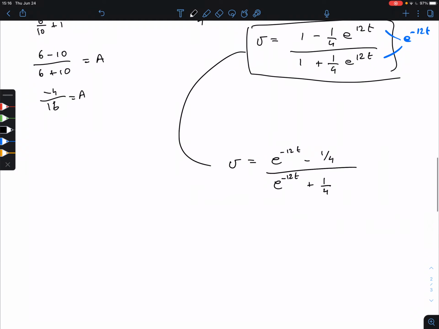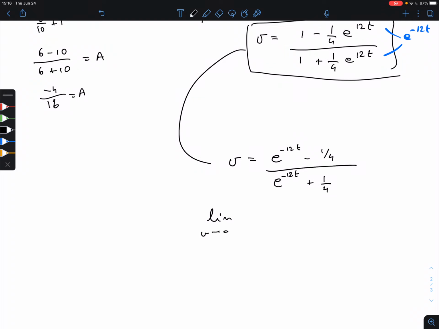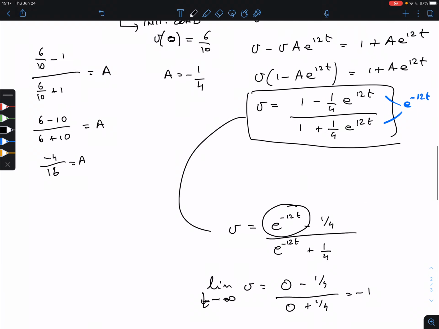Now, if I plug in infinity, so the limit for t going to infinity of v, since this is a negative power, this is 0. So we get minus 1/4 over 0 plus 1/4, which is negative 1. I'm sorry, it was negative 1. I was a bit surprised that it would float. No, it's going to come down eventually with this kind of velocity, minus 1 meter per second, that it falls down.